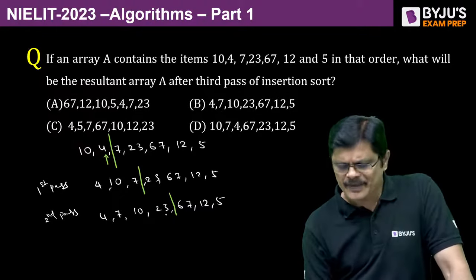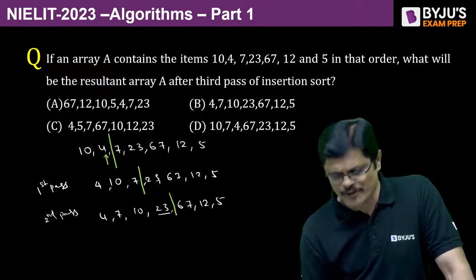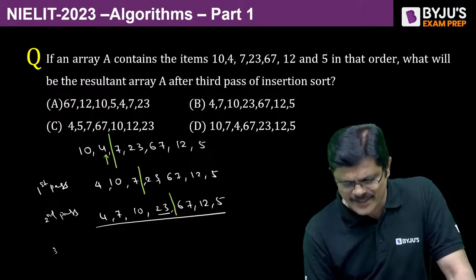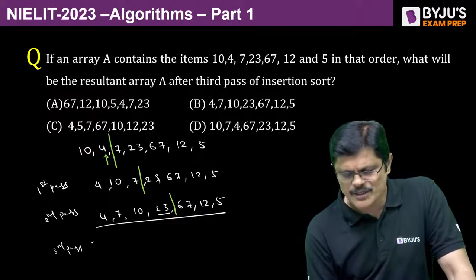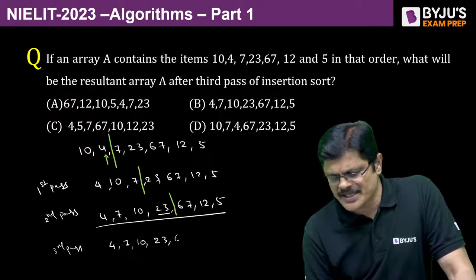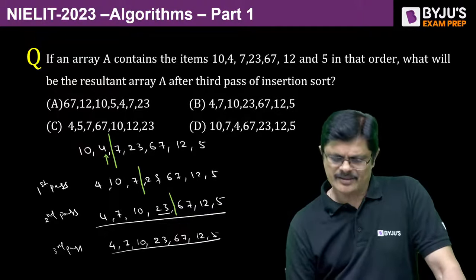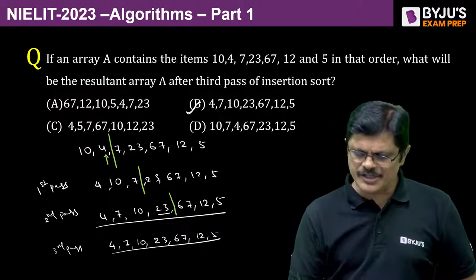Okay, sir. Now 23 should be placed at its correct position. That is obviously the correct position of 23. So this is the answer after the third pass. No change. So the answer would be 4, 7, 10, 23, 67, 12 and 5, which is option B. Very good, Vision.